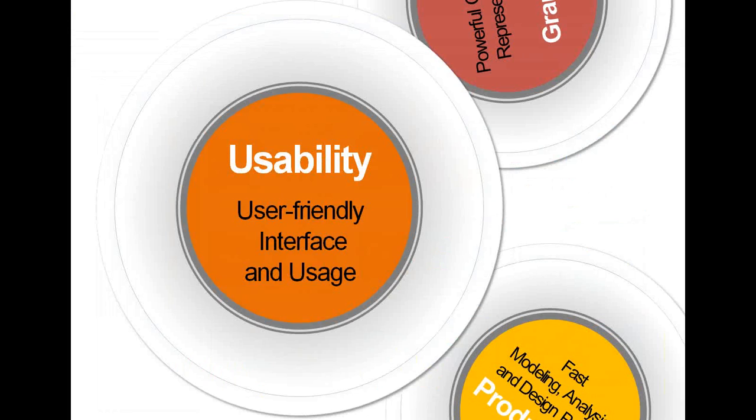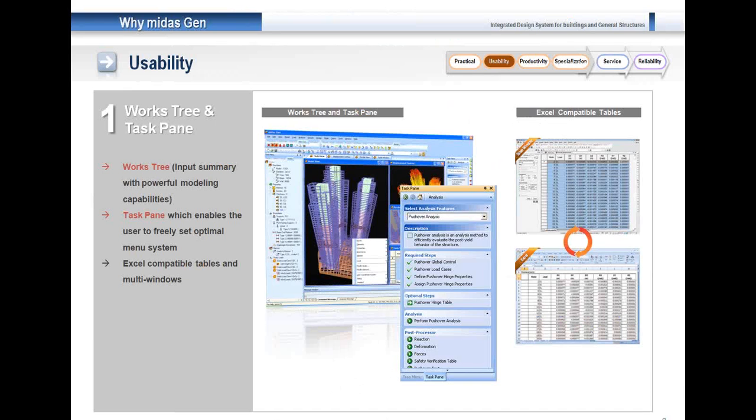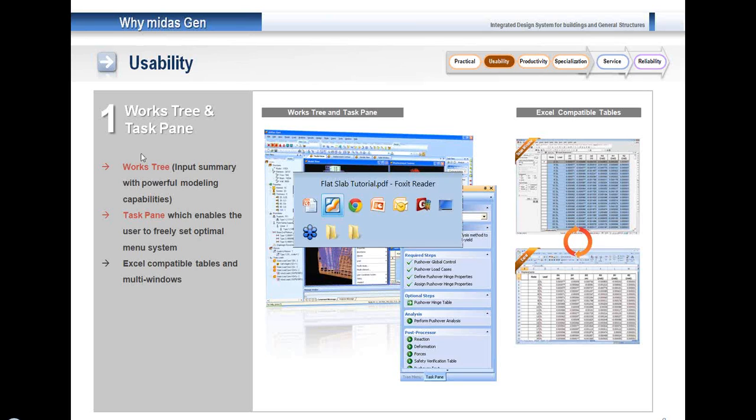Now, why is Midas Gen good for engineers? Because first, it is user-friendly and easy to use. There are several types of menu, task pane, and work tree, and all of that can be used together in order to make fast analysis. And I will show you right now in a demonstration how to perform a simple analysis in Midas Gen and design a concrete structure.